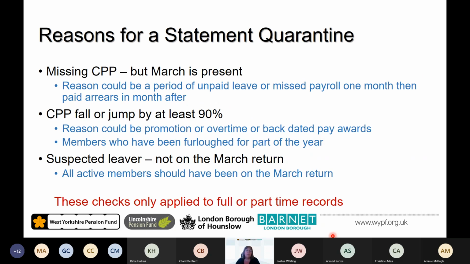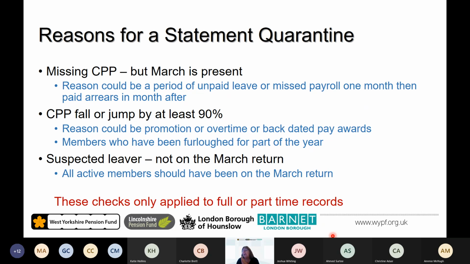Now, reasons for statement quarantines is it may be that we're missing a month. Now, that could be somebody didn't get paid 1 month. There was a hiccup with the payroll system, and they got paid 2 months the following month. Unfortunately, the computer's very black and white and it can't see that actually there was nothing in June, but July was twice the normal amount. It's not clever enough for that. So you may get a few ones that you'll look at them and go, well, that's so obvious. Unfortunately, the computer isn't quite that clever.